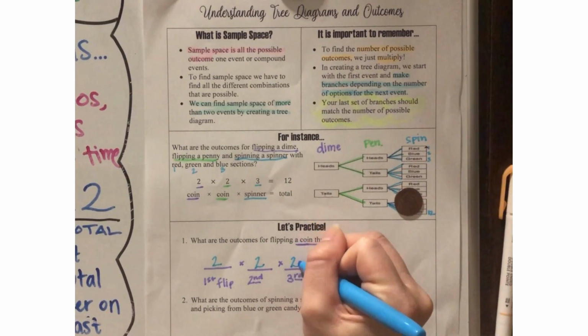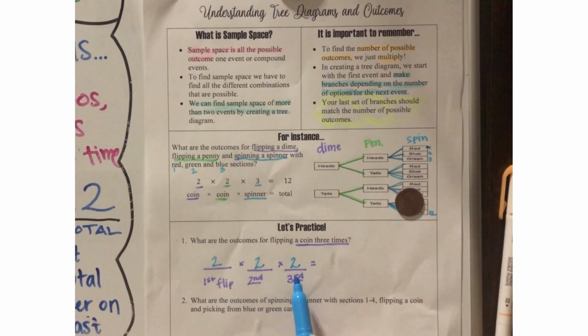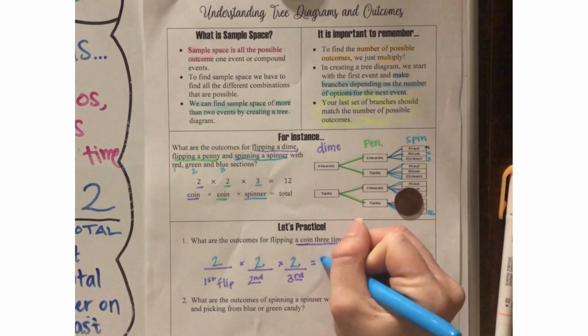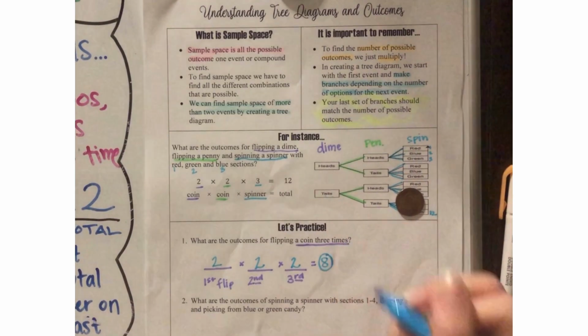Now the biggest thing that y'all do is y'all see this sometimes and you want to say there's 6. But let's think about this. 2 times 2 is 4. 4 times 2 is 8. So there's actually 8 total options here.